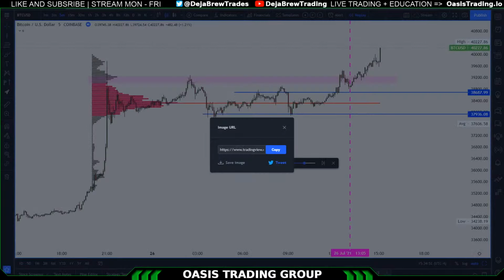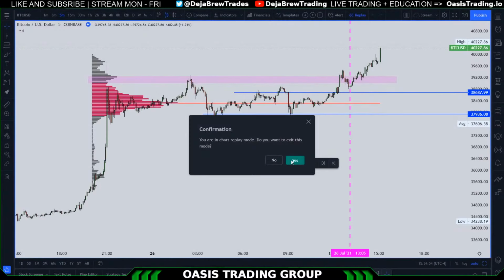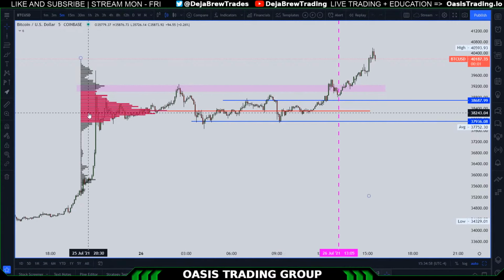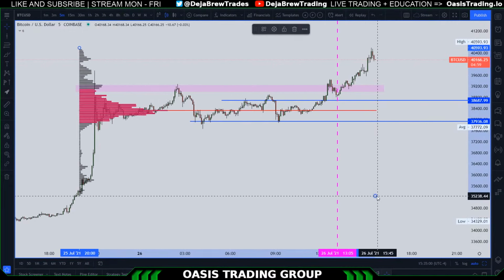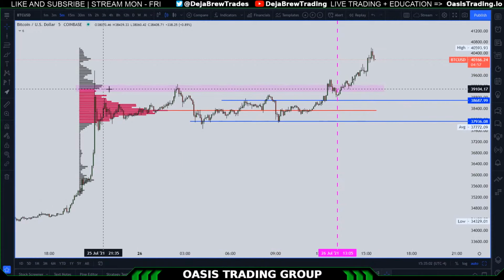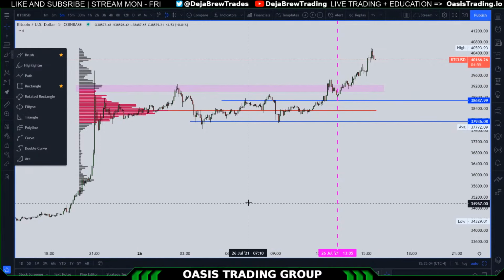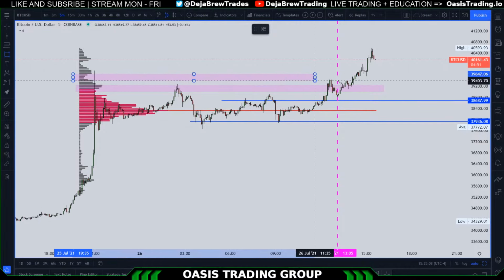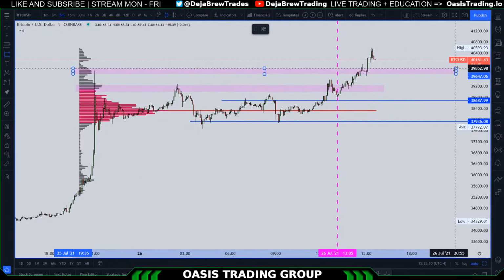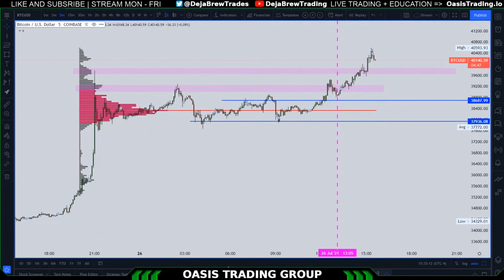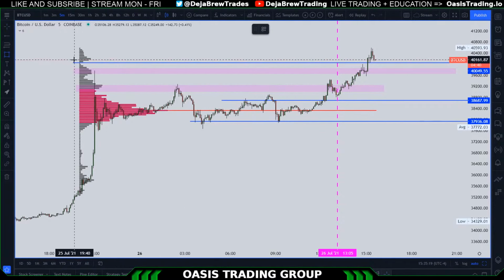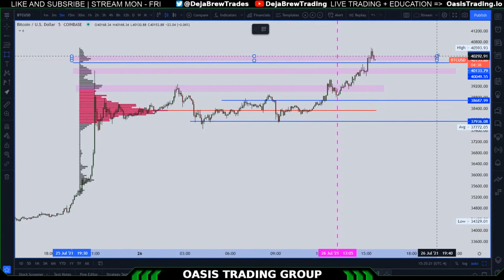I'm going to delete these. Let's get rid of that. Let's go ahead and make this real time actually. Okay, so this would be real time. So now what are we looking at? We have a zone of influence right here. We have a little volume gap, which is a single print right there. And then we have another little zone of influence kind of right here, a little resistance.